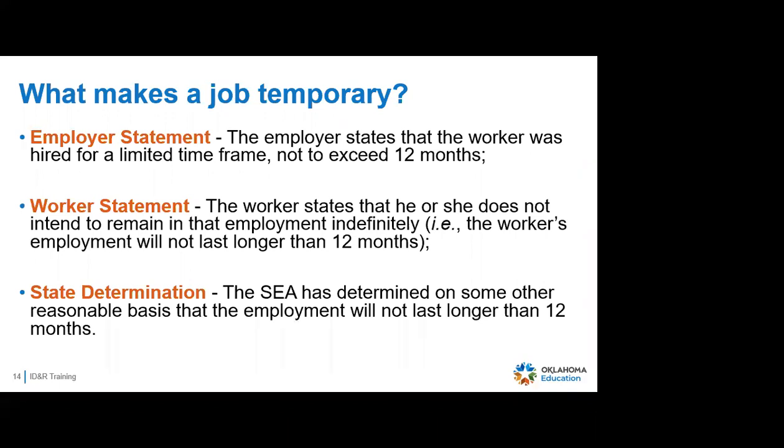What makes a job temporary? Employer statement, worker statement, or state determination. Under the employer statement, the employer states that the worker was hired for a limited time frame not to exceed 12 months. The worker statement is that he or she states that they do not intend to remain in that employment indefinitely, or the worker's employment will not last longer than 12 months. Or under the state determination, the state has determined on some other reasonable basis that the employment will not last longer than 12 months.